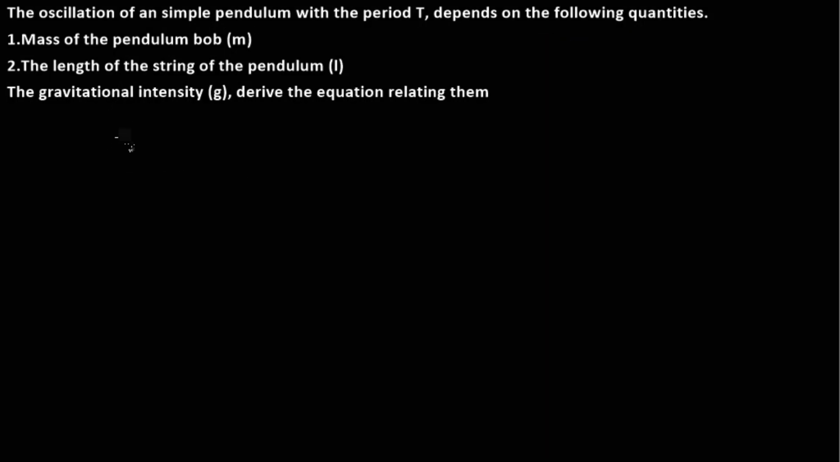The oscillation of a simple pendulum with period T depends on the following quantities. This is proportional to the following quantities: 1. The mass of the pendulum bob, the length of the string, the gravitational field, gravitational intensity. Derive the equation relating them.